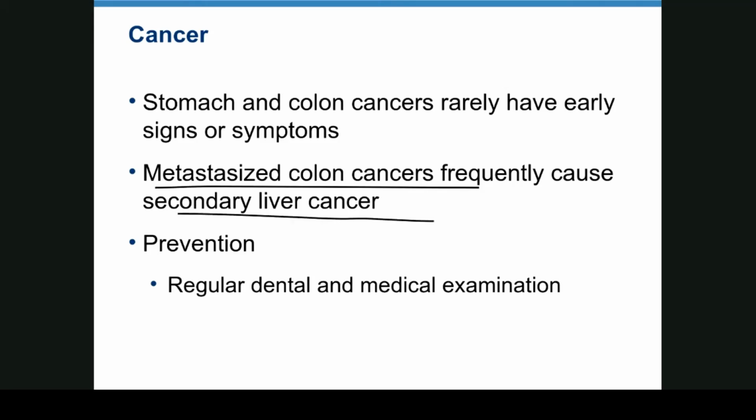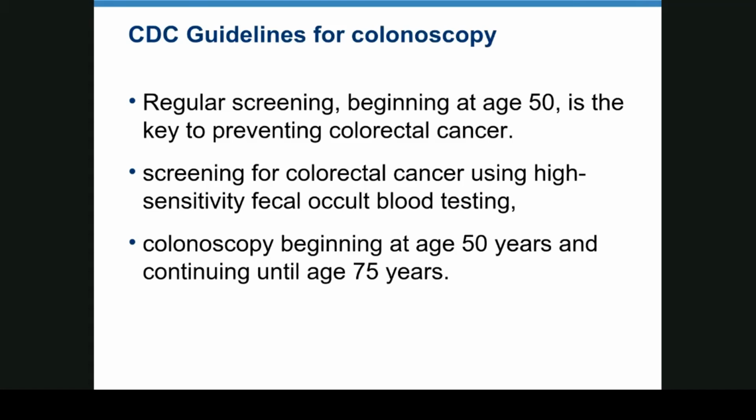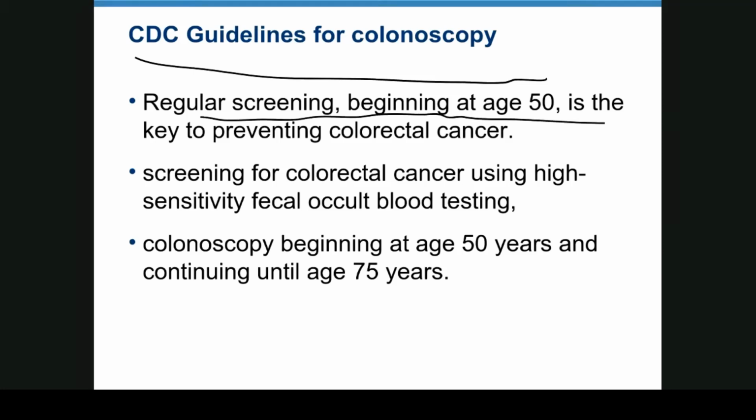Prevention, regular dental hygiene and medical exams. The CDC guidelines for colonoscopy. Regular screening beginning at age 50. And if they find a little polyp like that, it can be taken out. Also, they do a fecal occult blood testing. Colonoscopy starts at age 50, and you do it every 10 years until age 75. Apparently, they don't take math to figure that statistic out. Anyway, so you do it 2.5 colonoscopies between age 50 and 75.